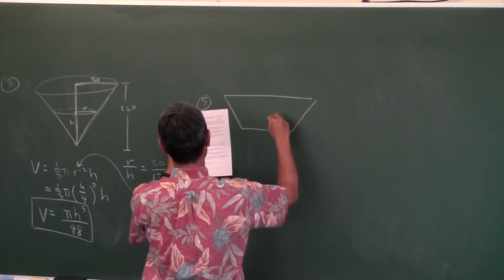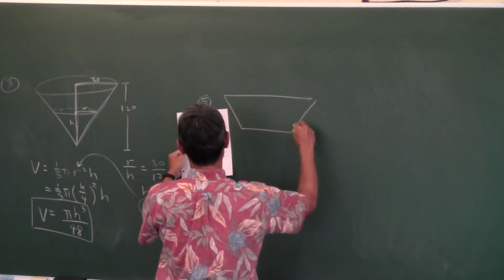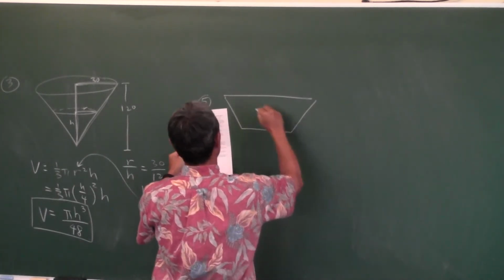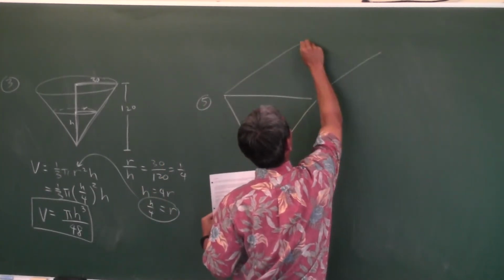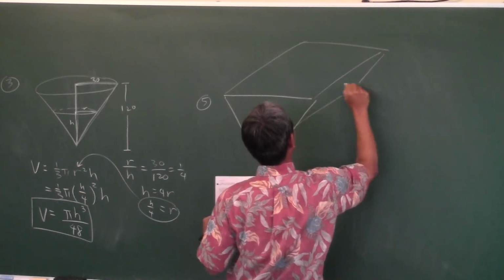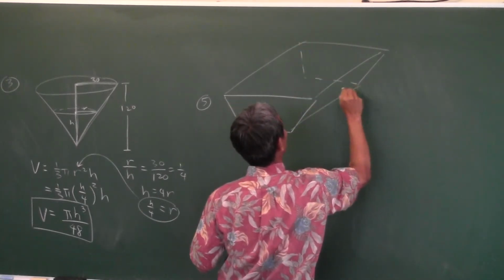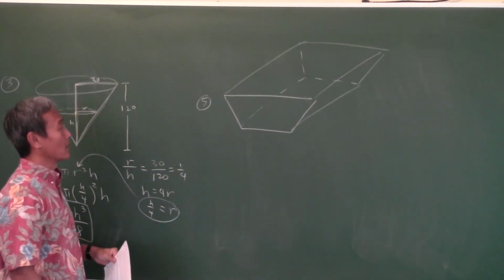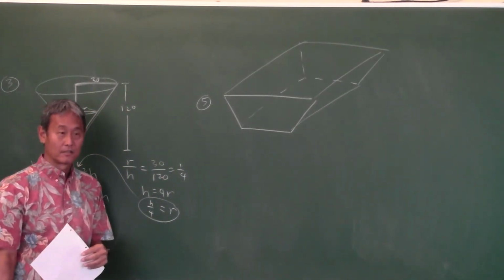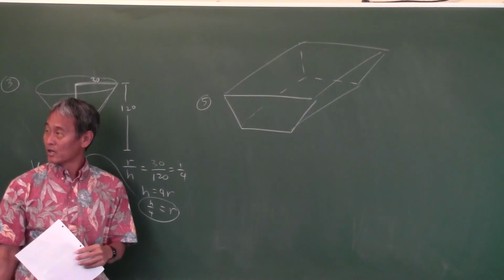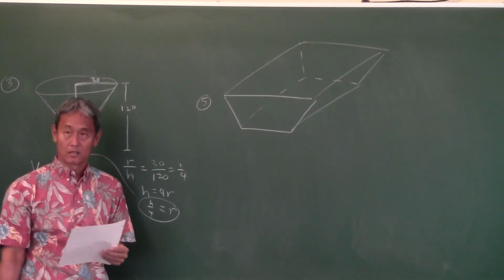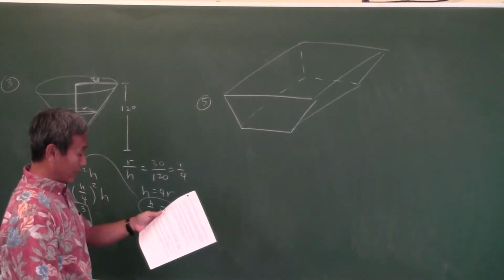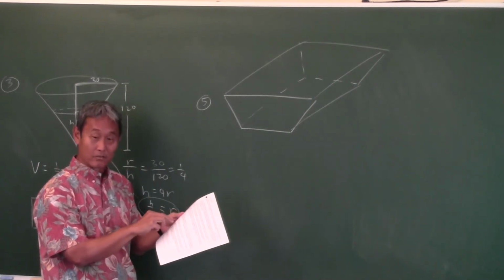Okay, a sheet of metal is 60 centimeters wide and 10 meters long. So, in other words, it's really long, but you know what this is, right? What do you call something like this? It's called a trough, or a gutter.